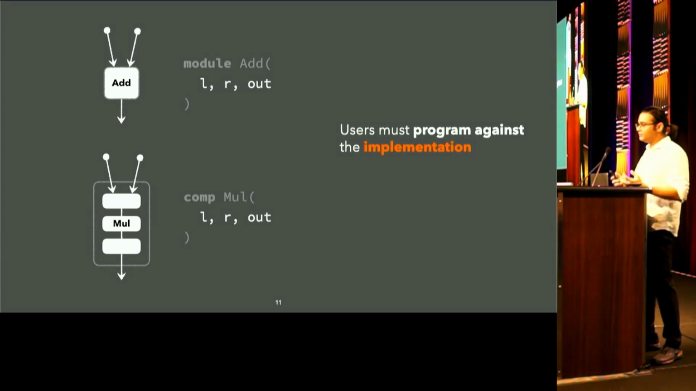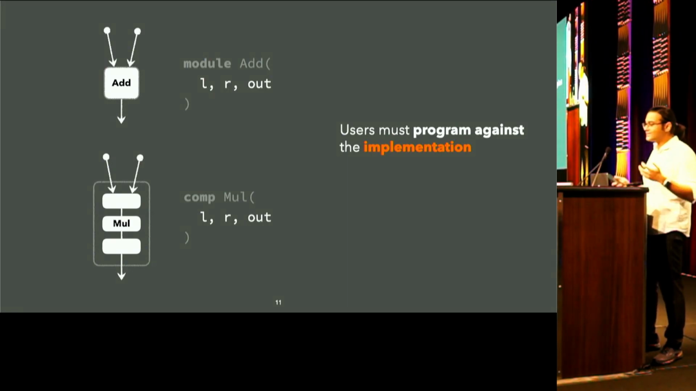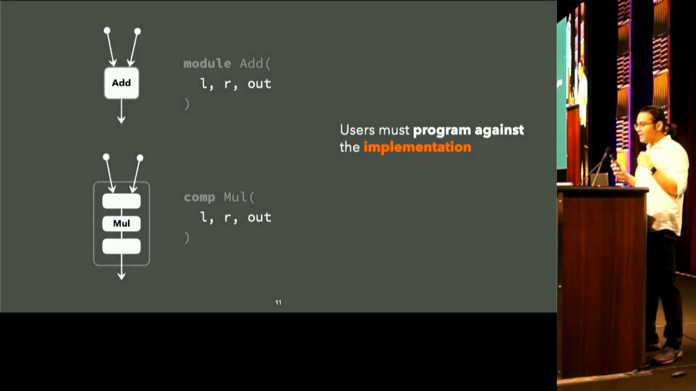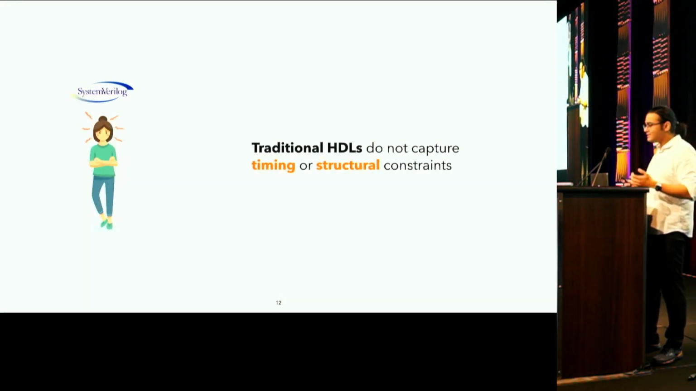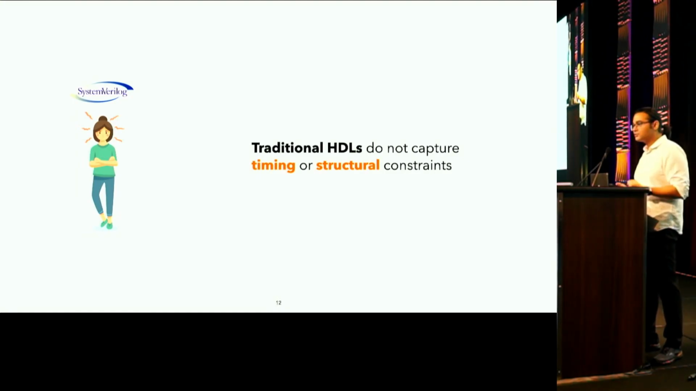An outcome of this is that users must program against the implementations of circuits. They must know that, hey, the multiplier takes 3 cycles. I'm going to hard code this fact in all of the places I use the multiplier. And if that changes somewhere, all my designs break. And this also sadly breaks modular reasoning. And so the fundamental problem with traditional hardware design tools is that they don't capture timing and structural constraints of the programs that we're working with.